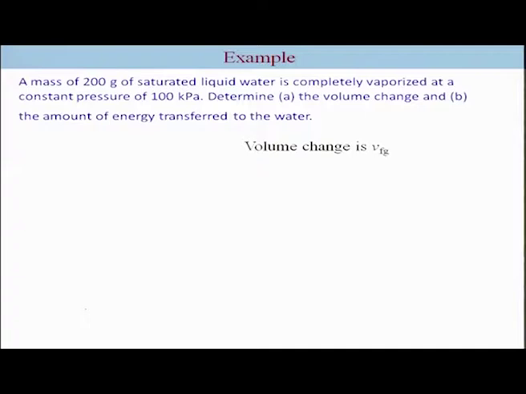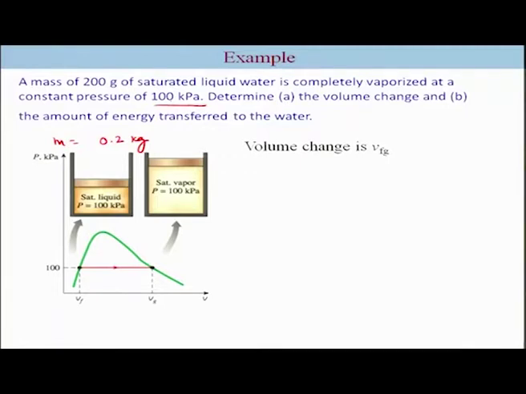A mass of 200 gram of saturated liquid water is completely vaporized at a constant pressure of 100 kilopascal. Okay, and we have to determine the volume change and the amount of energy transferred to the water. So, what we have is a mass which is 0.2 kg, okay, and the pressure is given here. So, now essentially since the pressure is given here, we are going to make use of the saturated water constant pressure table, and since it is already informed that there is a complete vaporization, it is going to be a saturated system.